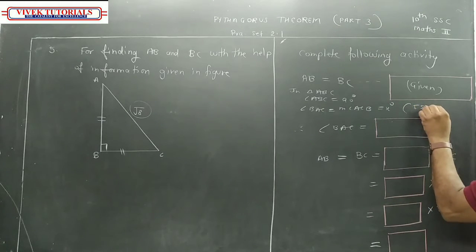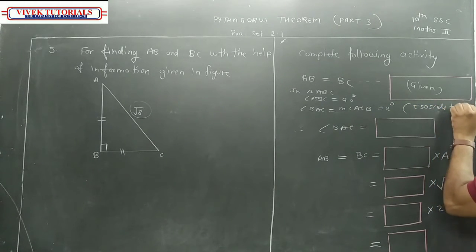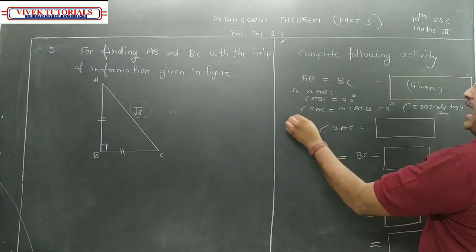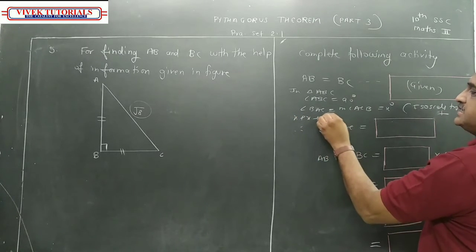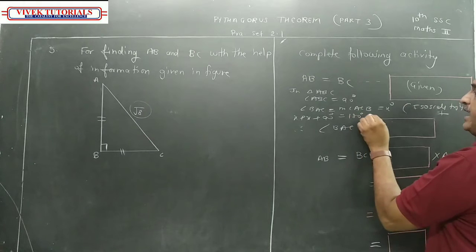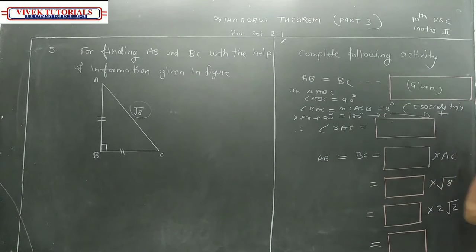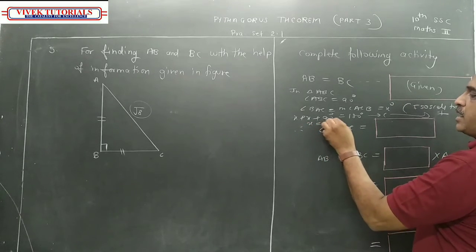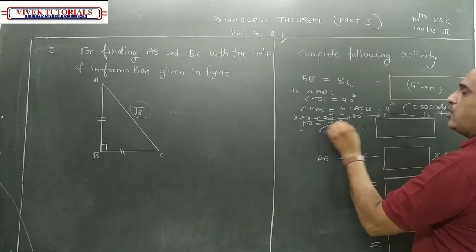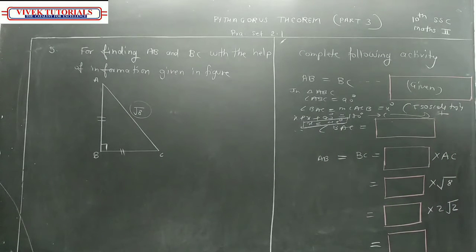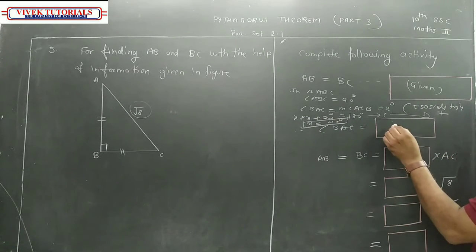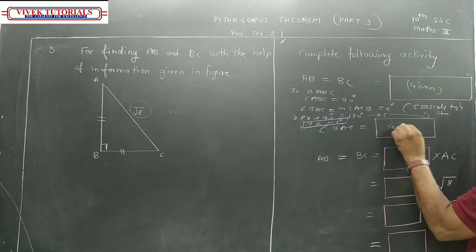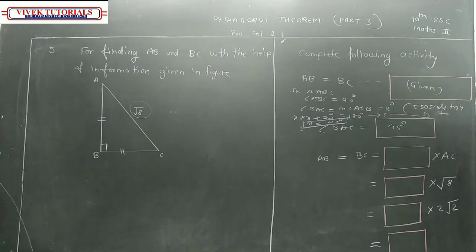We can write what? Isosceles triangle theorem. So x plus x plus 90 is equal to 180. You can write the reason. What is that? Sum of the measure of all angles of a triangle is 180 degree. So x will become 45. That calculation you are going to do. So measure of angle BAC is equal to 45 degree.